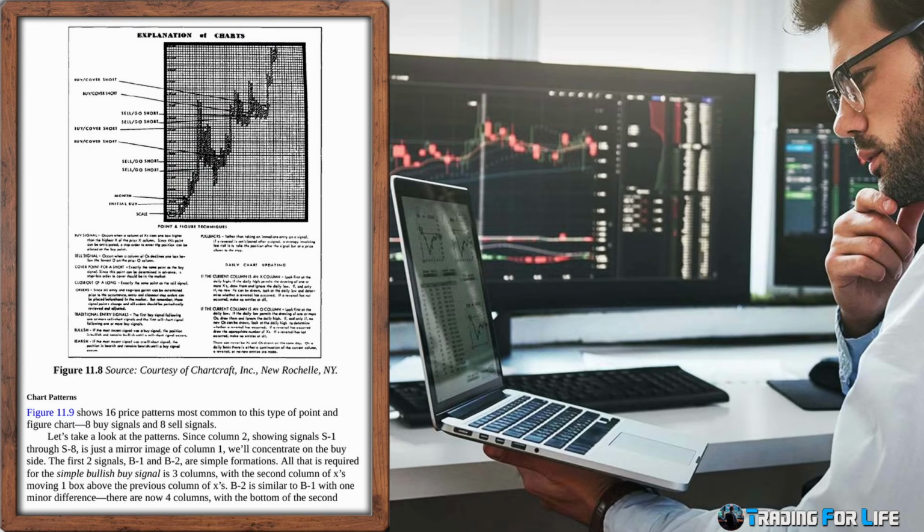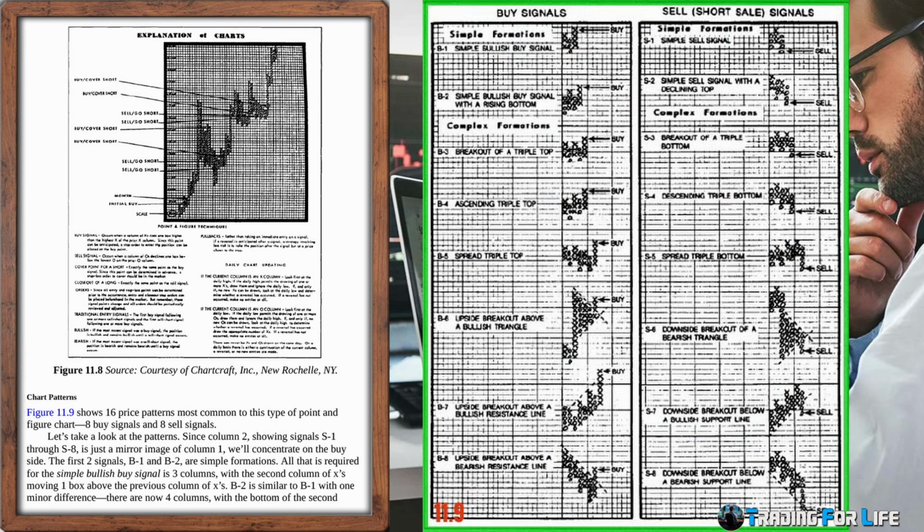Chart patterns. Figure 11.9 shows 16 price patterns most common to this type of point and figure chart, 8 buy signals and 8 sell signals. Let's take a look at the patterns. Since column 2, showing signals S1 through S8, is just a mirror image of column 1, we'll concentrate on the buy side. The first 2 signals, B1 and B2, are simple formations.